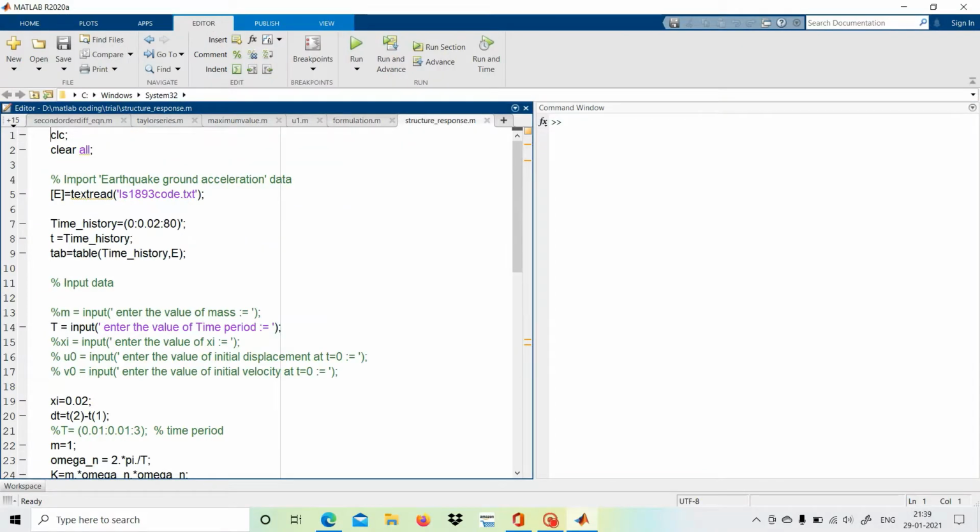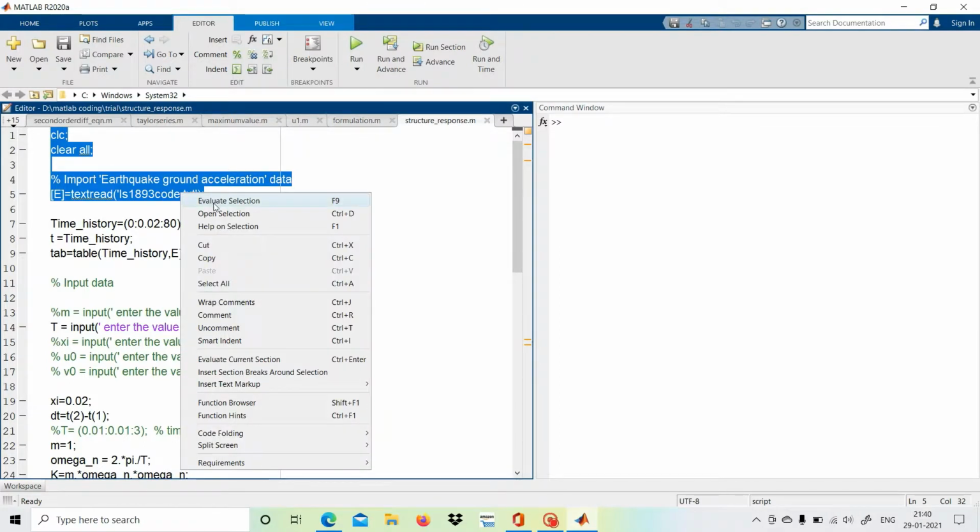So here we are having a MATLAB code. E is denoting the earthquake ground acceleration data, which I have shown there. So E is the earthquake ground acceleration, and we can run it also if you want to run. We will run it.